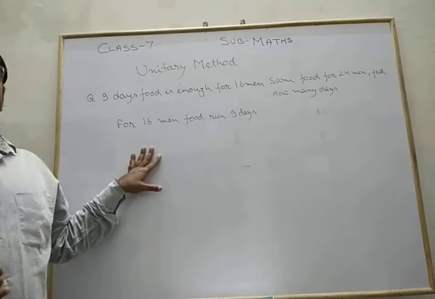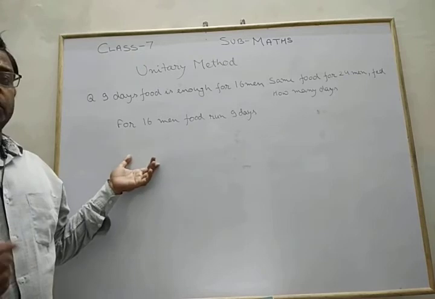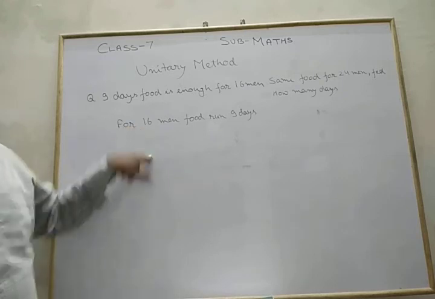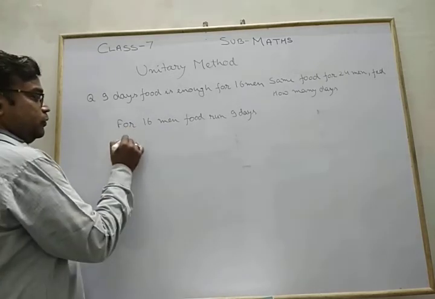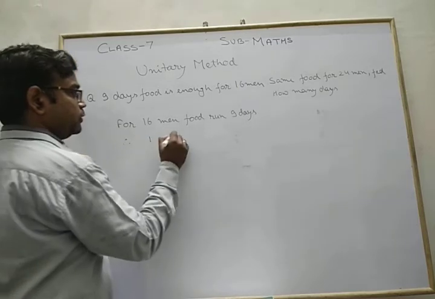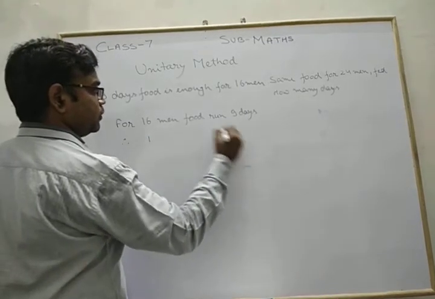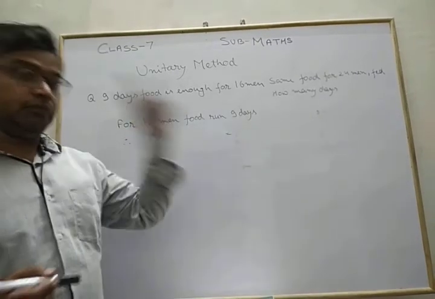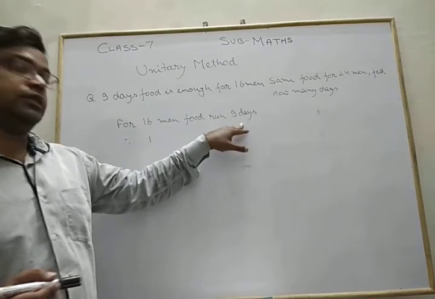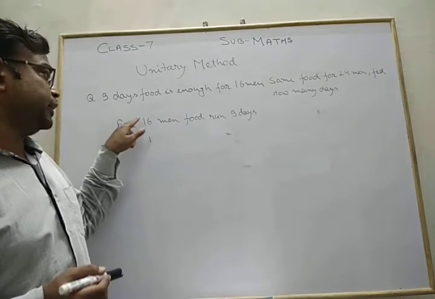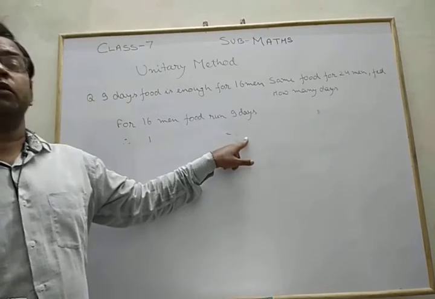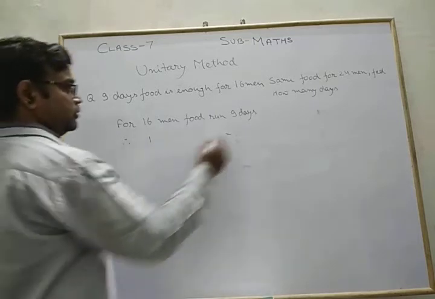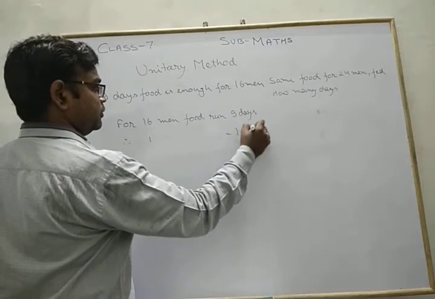Always remember and follow some important instructions. Now, in the unitary method, we first find out one. So for 1 man, how long does the food run? For 16 men, it's 9 days. Then the same food for 1 man, if you decrease the men, the food will last longer. We are decreasing, food is increasing. This is your inverse variation. In this case we multiply the number of days.